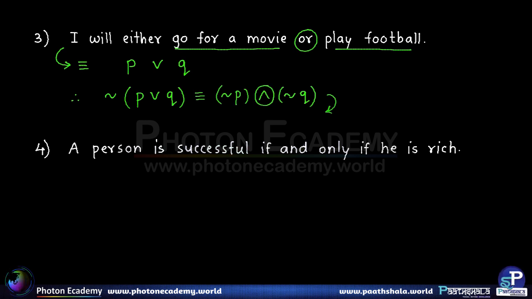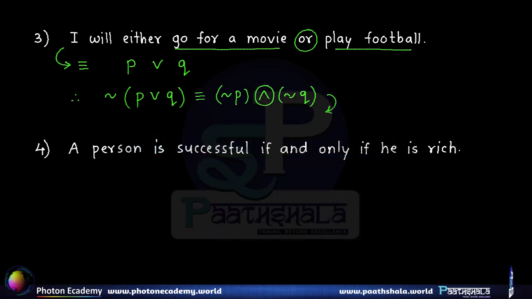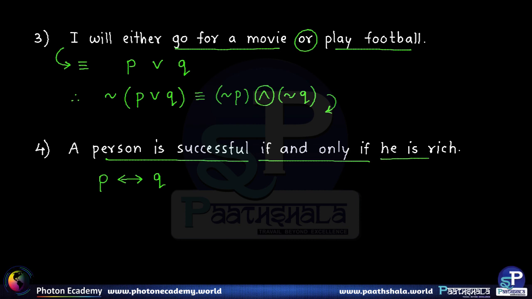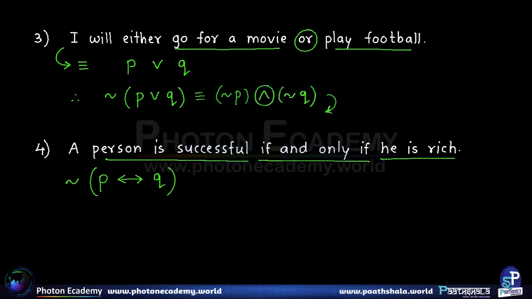And lastly we have the fourth question, that is a statement that a person is successful if and only if he is rich. So here also we come to know from the if and only if clause that this is a double implication which is given to us, where P stands for the person is successful and Q stands for the person is rich. So we have to take the negation of P double implies Q, and we know that this is equal to P and negation Q or Q and negation P.